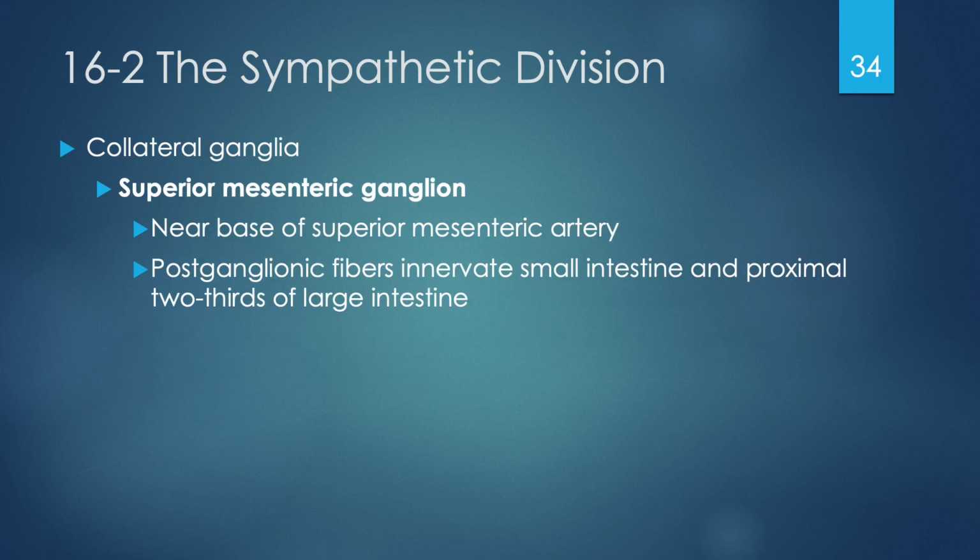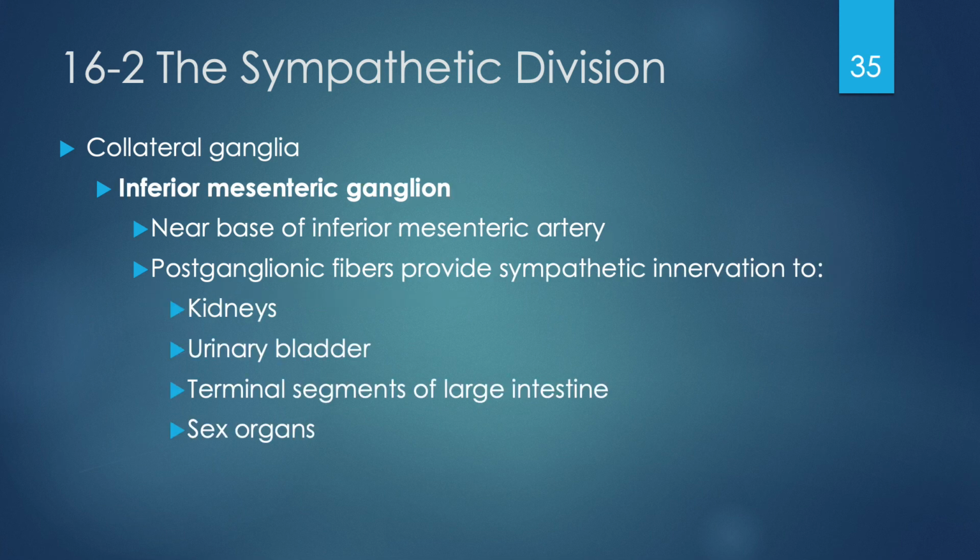Another example is the superior mesenteric ganglion, which is another collateral ganglia. The superior mesenteric ganglion is located right at the base of the superior mesenteric artery, and therefore it's responsible for innervating the small intestine and the proximal two-thirds of the large intestine. Lastly, our inferior mesenteric ganglion, which is our last collateral ganglia, is located near the base of the inferior mesenteric artery, and so it's responsible for providing sympathetic innervation to our kidneys, urinary bladder, the end segments of our large intestine, and our sex organs.